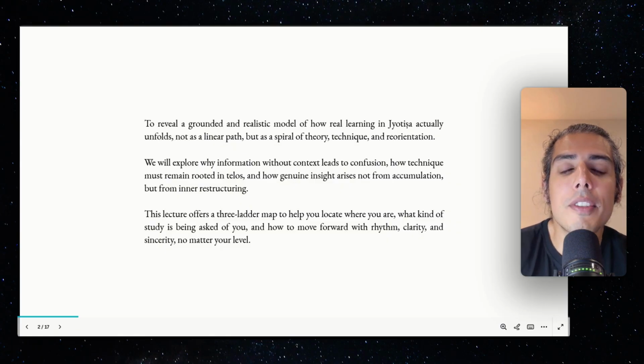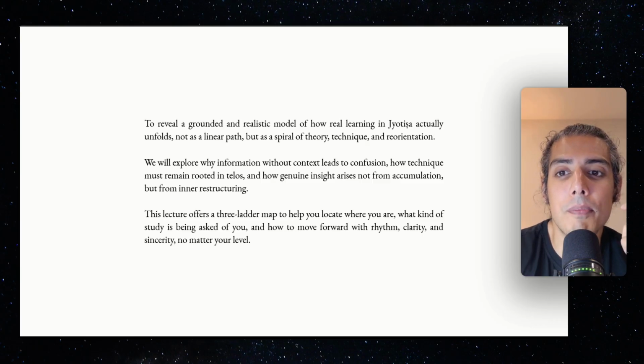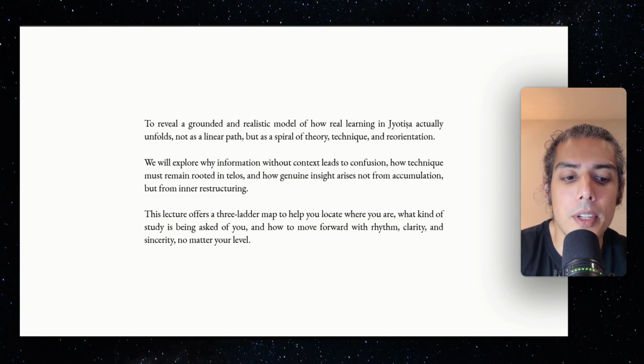So, the objective of this lecture is to reveal a grounded and realistic model of how real learning in Jyotish actually unfolds, not as a linear path, but as a spiral of theory, technique, and reorientation. You could also call it transformation or recalibration of some sort, a change that happens in the person's psyche, the way they are relating to the subject and the contents of the subject and life in general.